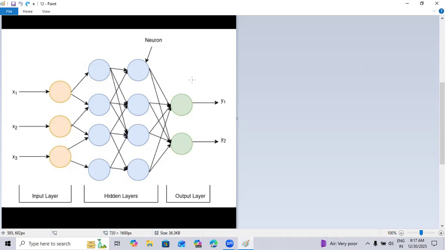Good morning, everyone. Today we are going to learn one of the most important topics in machine learning, that is neural networks. Before we start, I want you to understand why neural networks are needed.